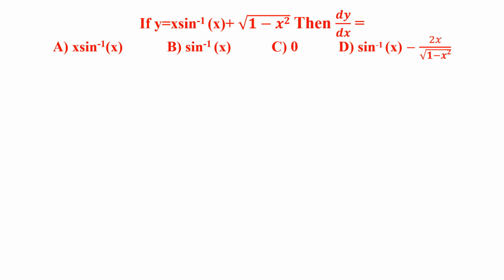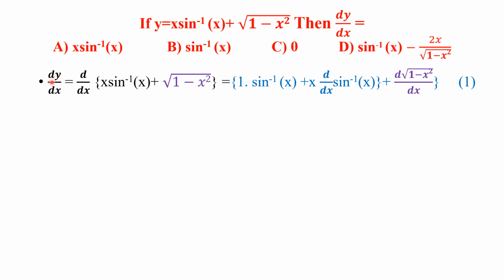For this problem, if y equals x sine inverse of x plus square root of 1 minus x squared, then dy by dx equals one of these values, and we have to search for it. Dy by dx, which is the derivative of the left, equals d by dx of the value between the two curly brackets, which are the two terms of the function. So derivative of the left equals derivative of the right. We didn't execute the derivative, we just said derivative of the right-hand side, and this is the right-hand side.